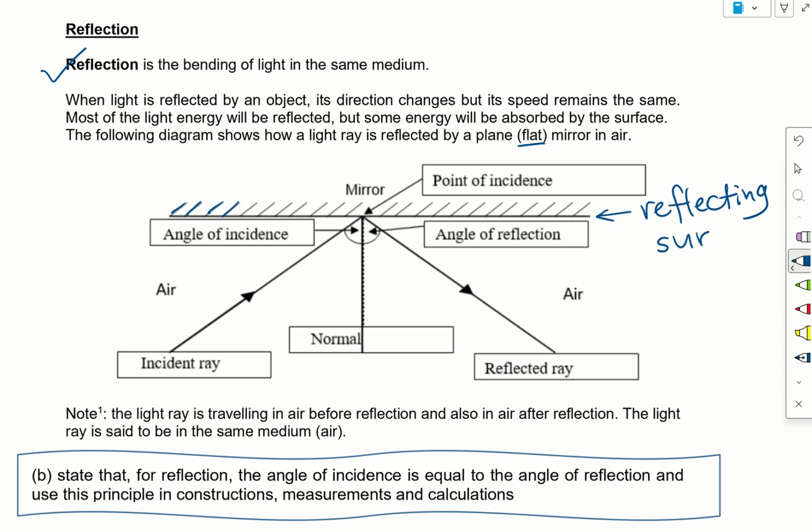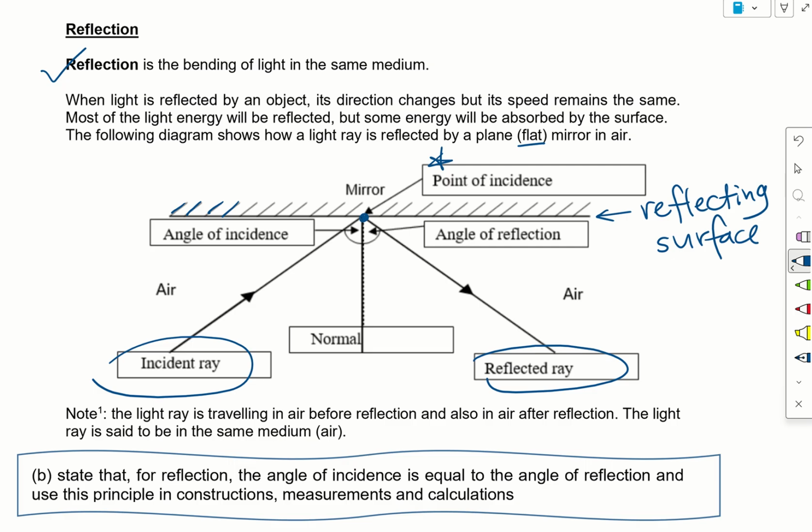Okay, so as the light approaches the mirror, we call the ray of light the incident ray. Once it hits the mirror, this will be called the point of incidence. Okay, and the light will be reflected, and that will be the reflected ray.